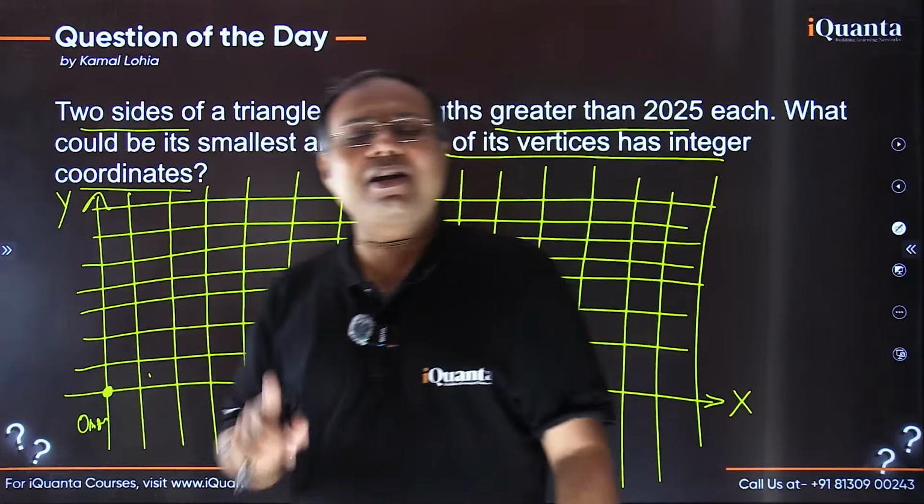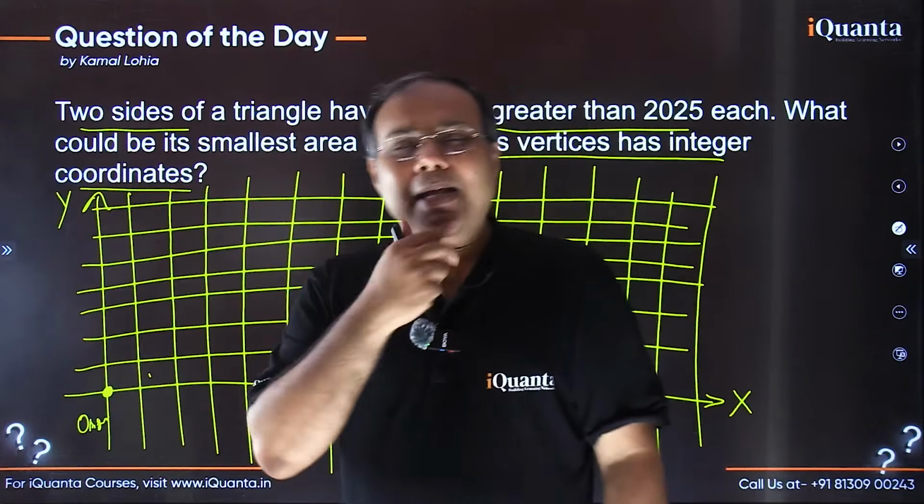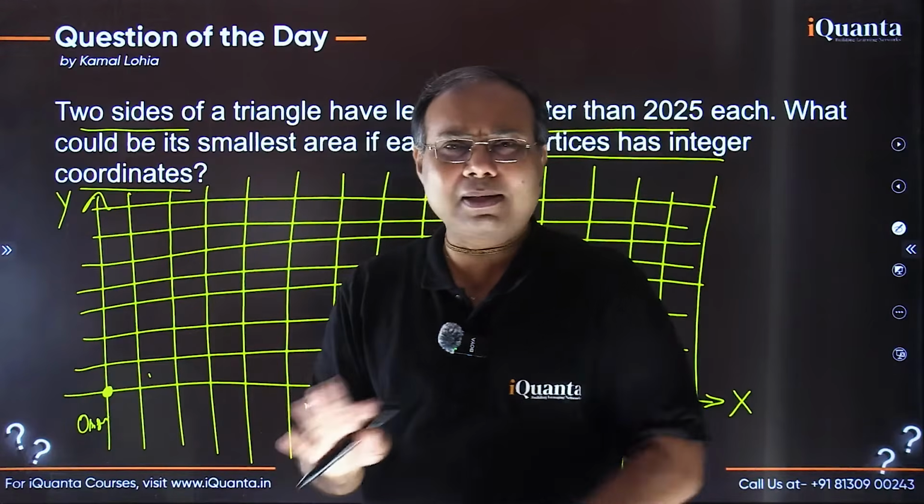So the vertices of our triangle are going to be placed at these intersections only. Okay, fine. I hope that has been understood.